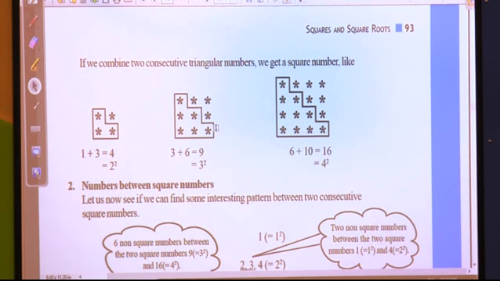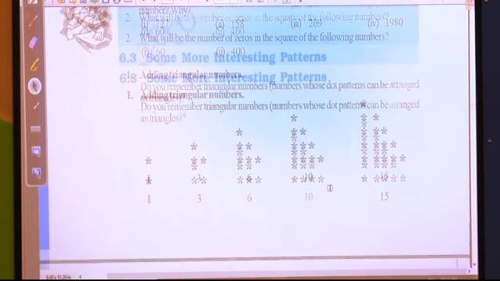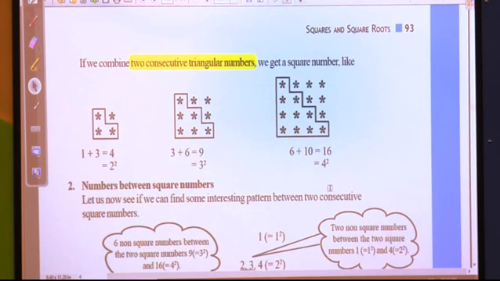What they have said is, if we combine two consecutive triangular numbers, consecutive means one after another. 1 plus 3 is 4, it is 2 square. 3 plus 6 is 9, it is 3 square. 6 plus 10 is 16, it is 4 square. 10 plus 15 is 25, it is 5 square. The same they have explained here by combining them.